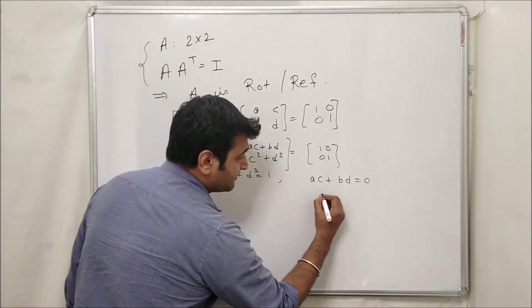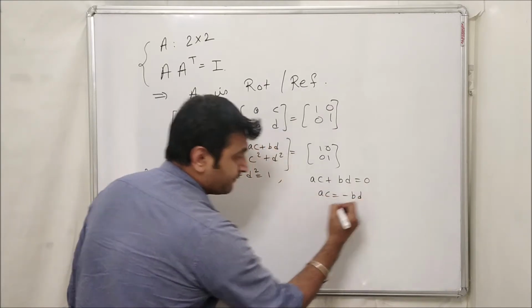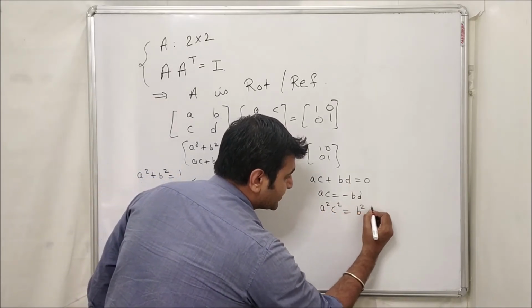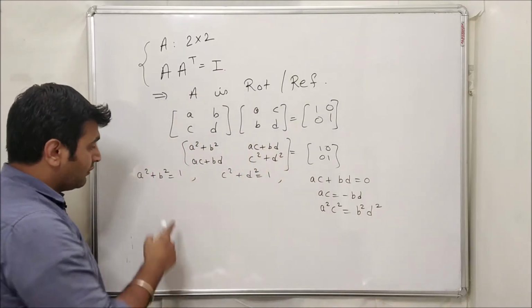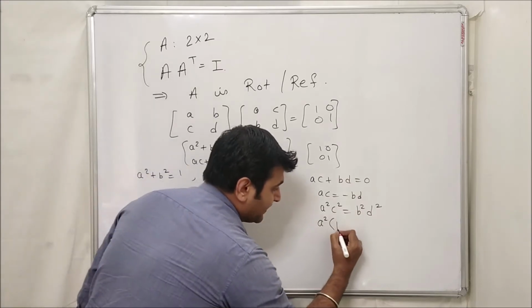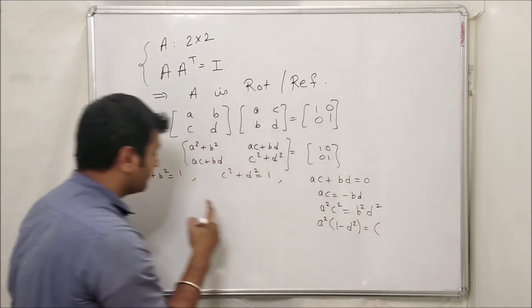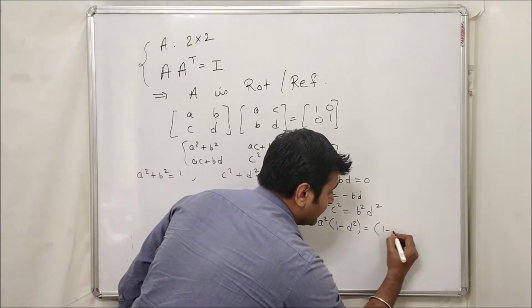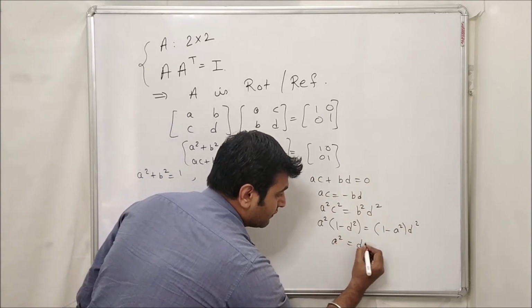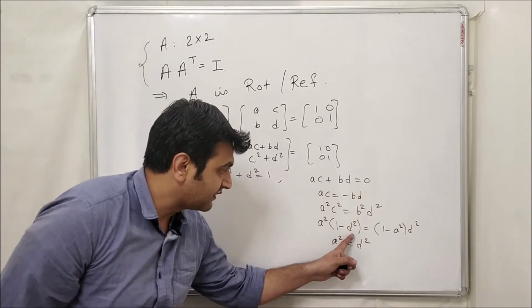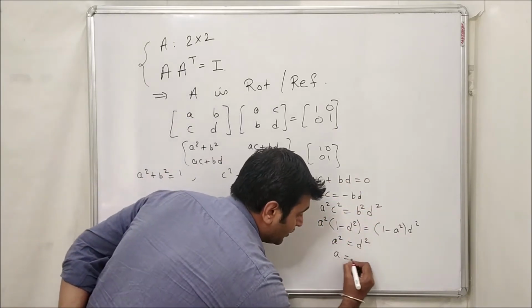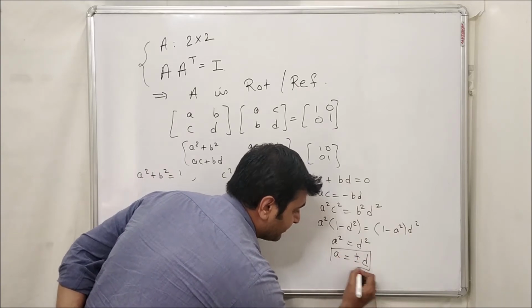Now what will this imply? This will imply ac equal to minus bd. And now if you square both sides, you have a square c square equal to b square d square. Now let's use this relation. So this is a square into, what is c square? It is 1 minus d square, equal to, what is b square? It is 1 minus a square, into d square. Now if you take this a square inside, you have a square equal to d square, because minus a square d square and minus a square d square will get cancelled away. So you have a equal to plus minus d. This is the relation between a and d.